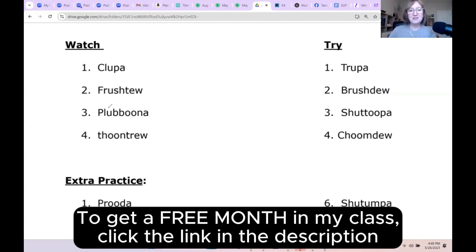Okay, number 3. So this U is going to say its short sound because there are two consonants after it. O says oo in the middle of words. A says uh at the end of words. So we have p, l, b, u, n, plabuna, plabuna.